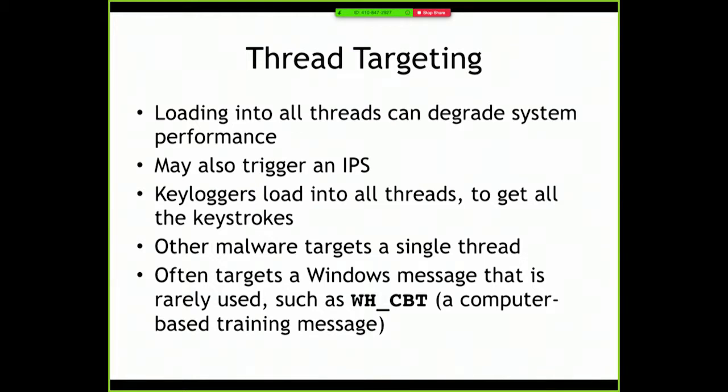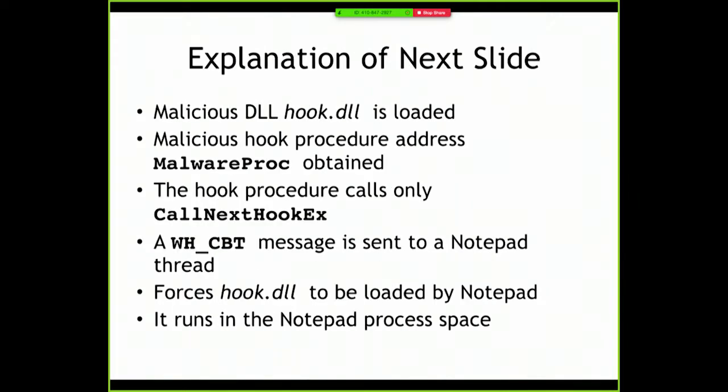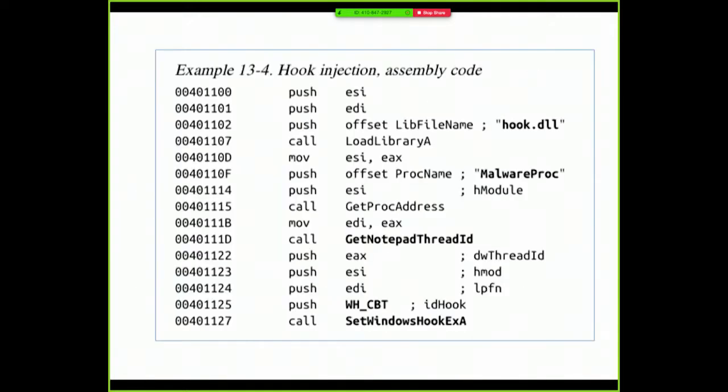Another thing you could do is target a Windows message that's rarely used. There are some Windows messages like this one for computer-based training, which is not used much, and so you could use that to mean some signal for your malware. You could hijack and overload that to send a signal of interest to you, and it probably trusts that it's not being used already. Anyway, here what we're going to do is see the code that does this: load the malicious DLL, then get the address of the malware proc, then call CallNextHookEx, and it'll send this computer-based training message to a Notepad window, and that will tell Notepad to load a DLL. That's what this sets up.